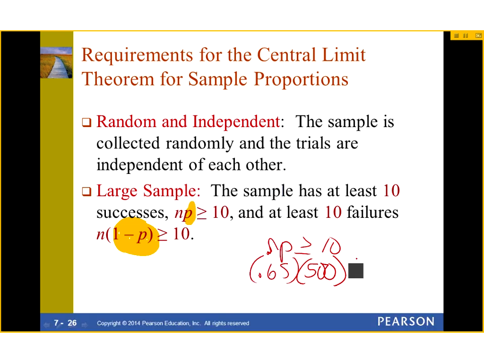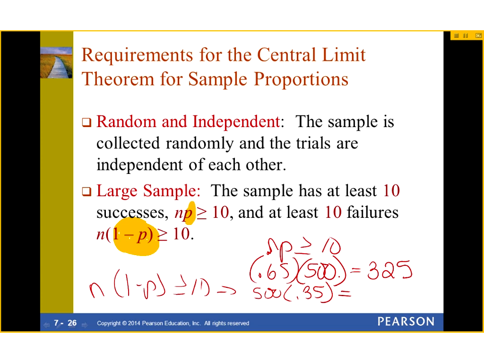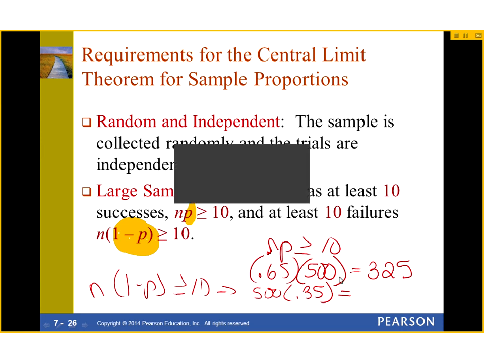Is 325. So the number of successes we would expect to have is 325. Now, our N times 1 minus P greater than or equal to 10 is going to be 500 times 1 minus P, which is 0.35. That needs to also be greater than or equal to 10.